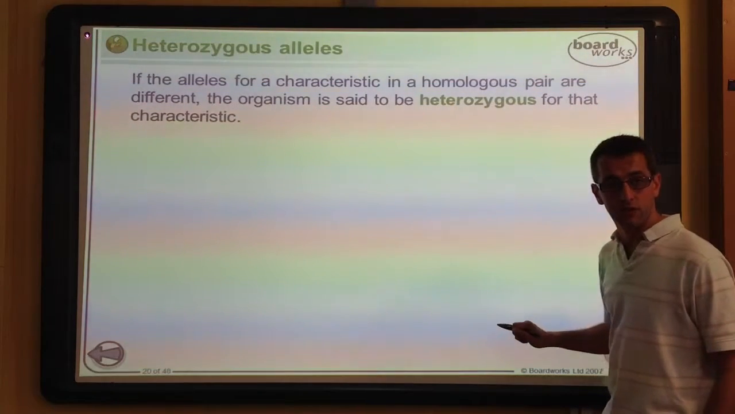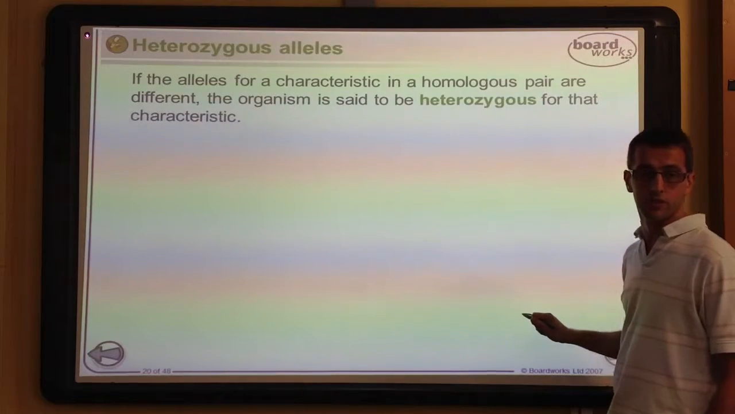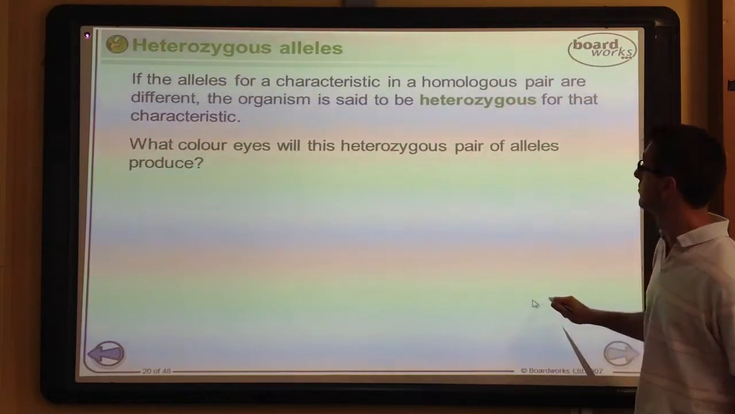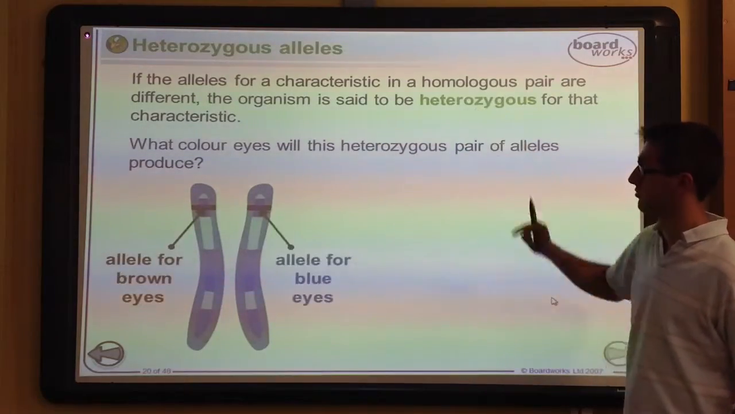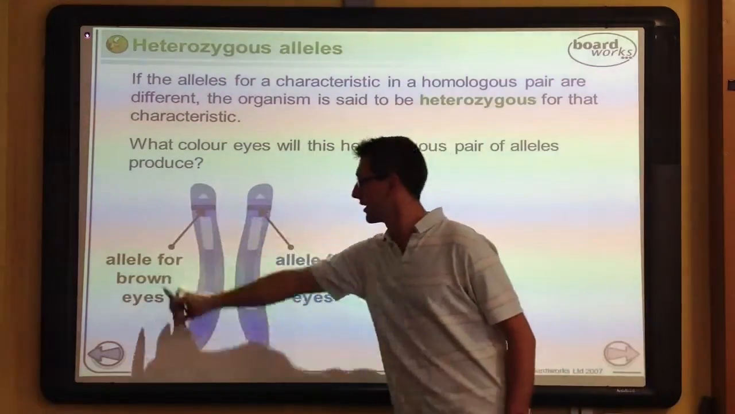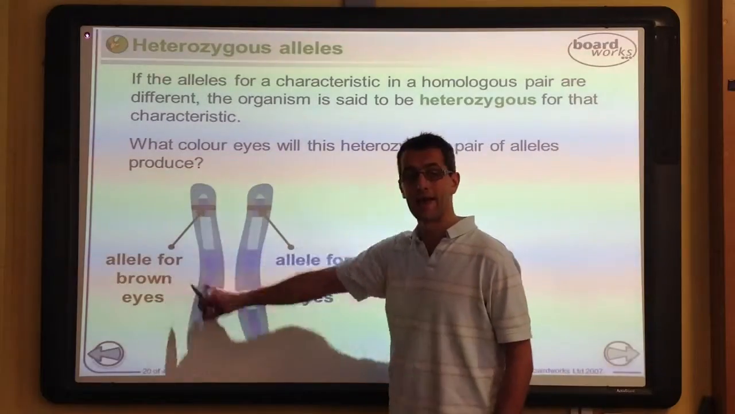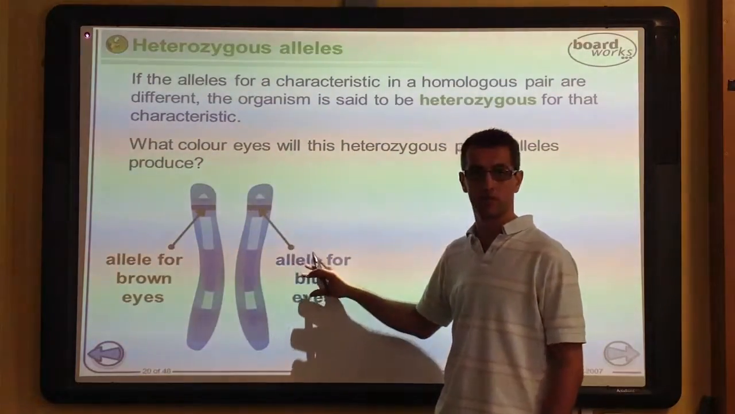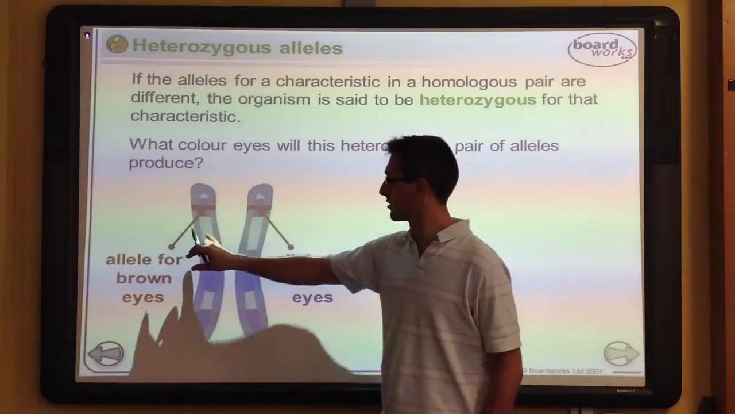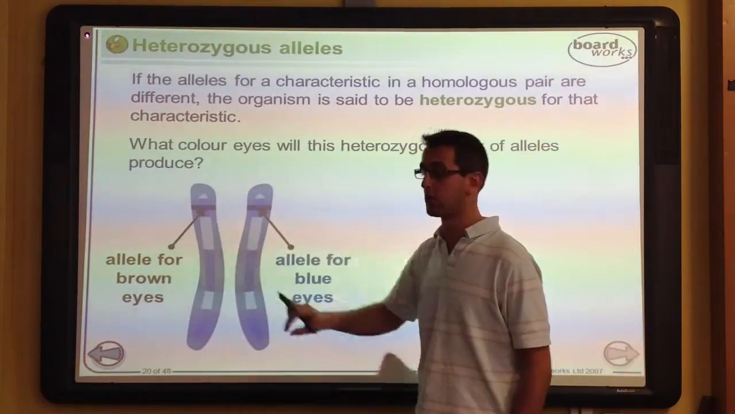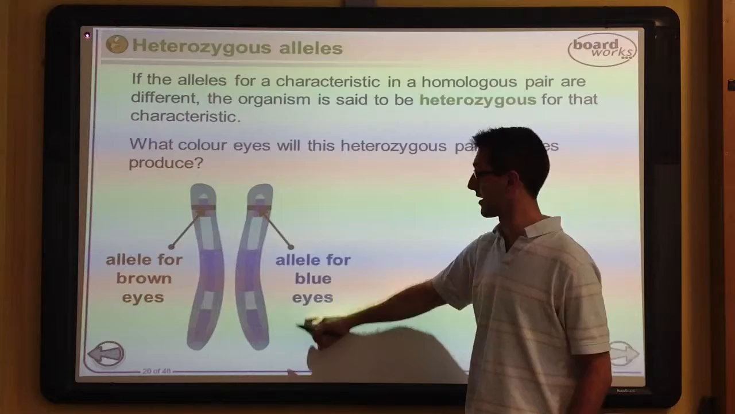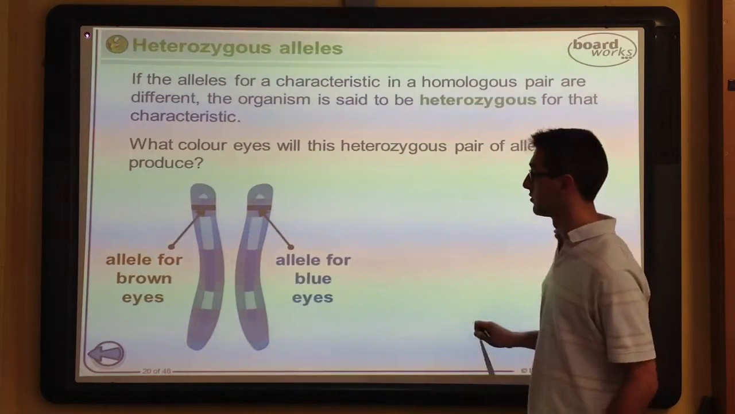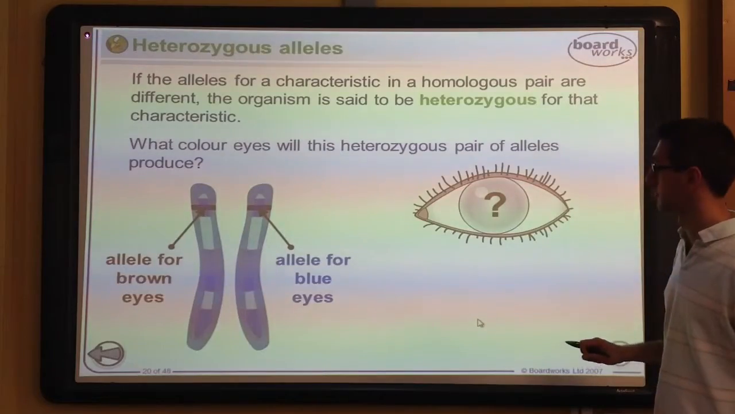You as an individual could inherit a different version of a gene, a different allele from each parent, and this would be described as being heterozygous. So here is a homologous pair of chromosomes, because they are of equal length, doing the same job. But this time we have a gene for brown eyes, and in the opposite matching position we have a gene for blue eyes. So that means you are heterozygous.